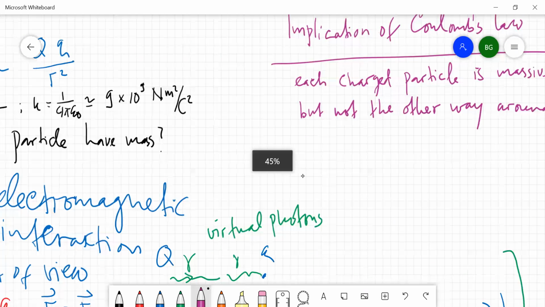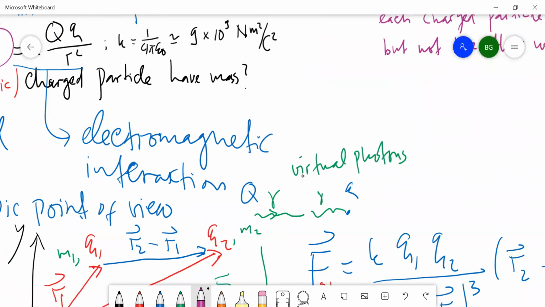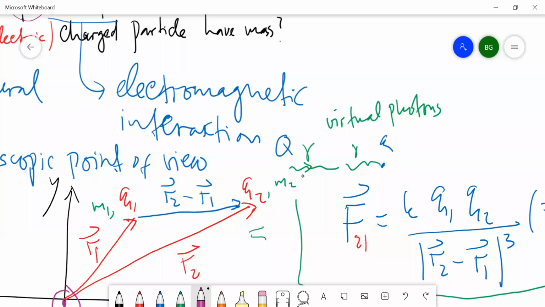Nah, dalam gambaran mikroskopik, hukum Coulomb ini merupakan bentuk sederhana dari interaksi elektromagnetik. Interaksi elektromagnetik dicirikan oleh partikel bermuatan, dan antar muatan ini saling mempertukarkan foton. Kita menyebutnya virtual foton, yaitu bukan foton sebenarnya, dunianya berbeda dengan tempat muatan ini tinggal.